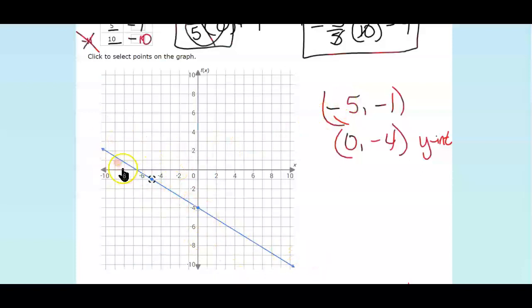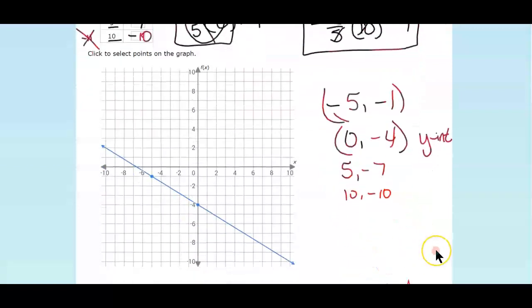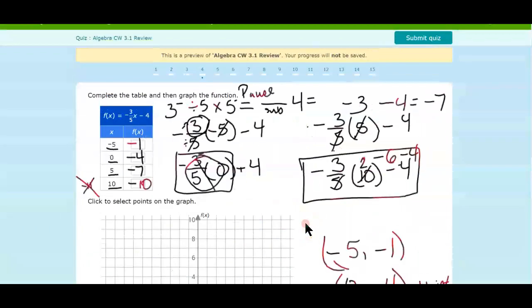And here's my graph of this equation. I can double check that my graph is correct: my other 2 points should also be on this line. So 5, negative 7, and 10, negative 10 should also show up on this line. So I could double check this. 5, negative 7, that's on the line. And 10, negative 10 is also on that line. So that's a way to check my answer.